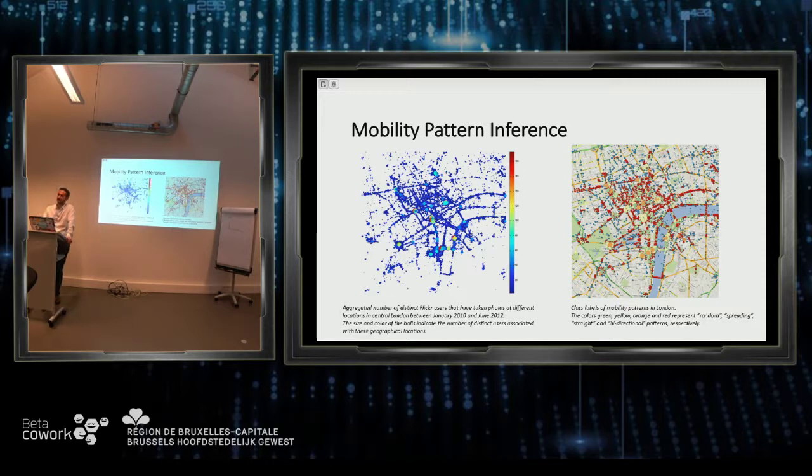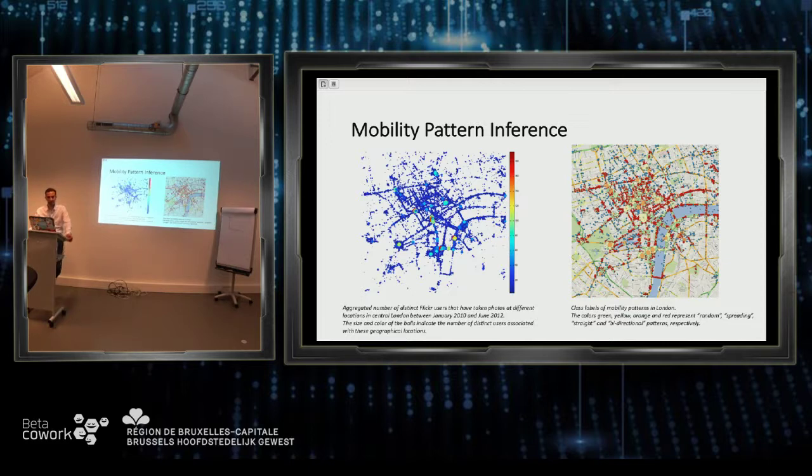And therefore, using this signal, you can apply the analytics that we just saw before, and they can make very nice visualizations of how people are moving in the city. And you see this on the slide. On the left part of the slide, you see the aggregated number of distinct Flickr users that have taken a photo at different locations in central London between January 2010 and June 2020. And the size and the color of the spheres here indicate the number of distinct users associated with these geographical locations, all right?